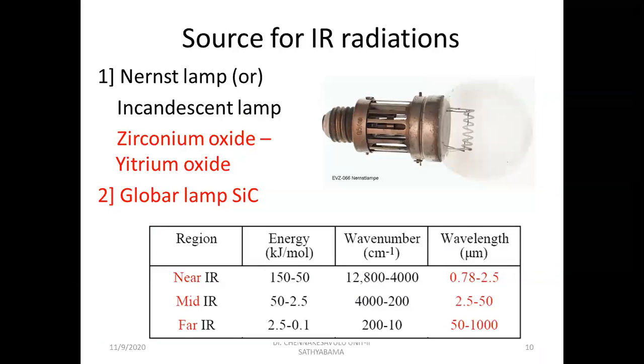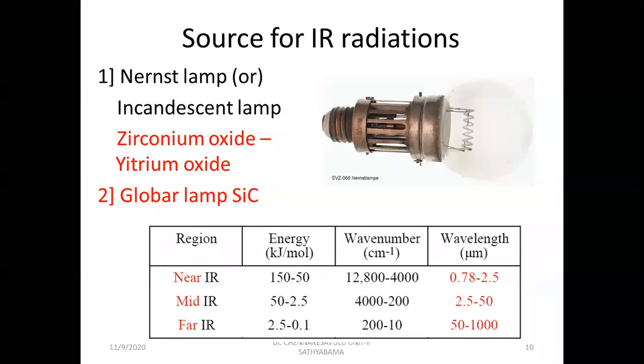For the source of IR radiation, we have two types of sources: the Nernst lamp and the Globar lamp. It is based on SiC, silicon carbide.